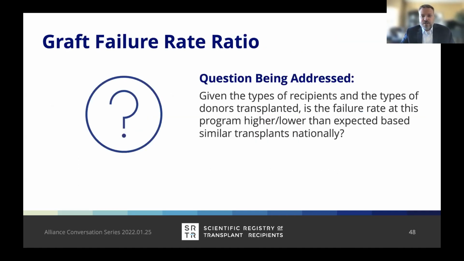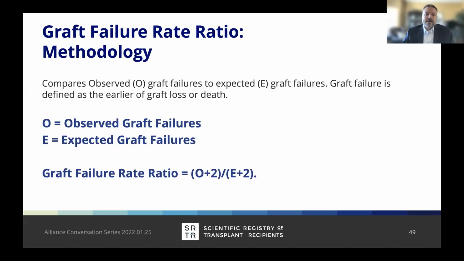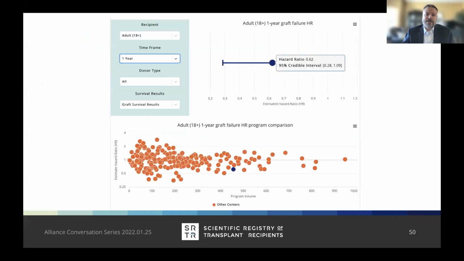So what question is being addressed here? Given the types of recipients and the types of donors transplanted, is the failure rate at this program higher or lower than expected based on similar transplants nationally? Again, this is constructed in this O to E framework. We're looking at observed graft failures either within 90 days or within that conditional 1 year survival period, and comparing that to what we would expect from our models.